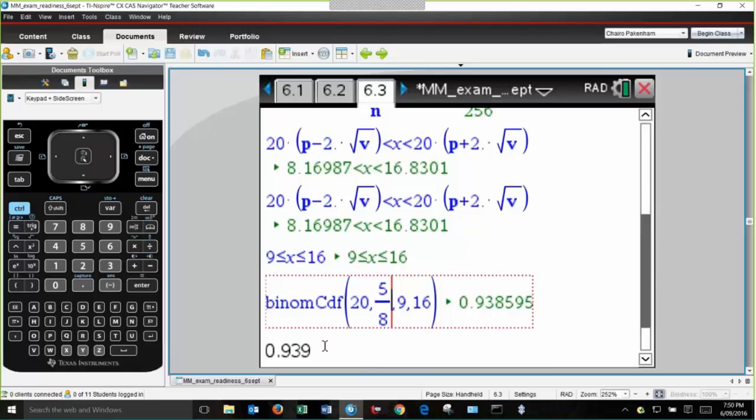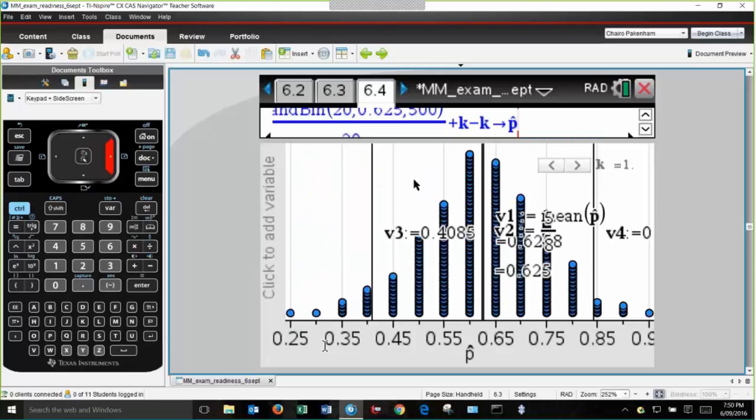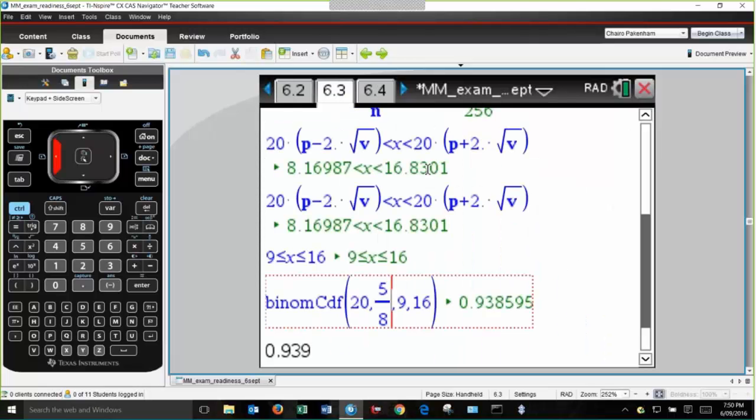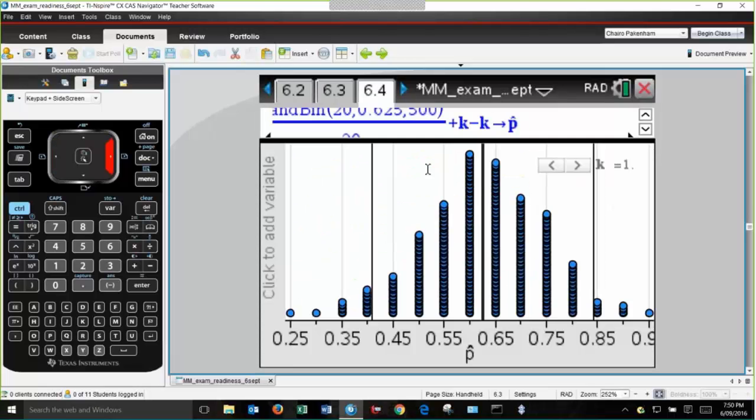Once again, this was just what I was saying earlier. So that's what the result means. That percentage was about 94%. So what it's saying is that in the long run, if we were to take many, many samples, about 94% would be between these two boundaries and about 6% would be outside.